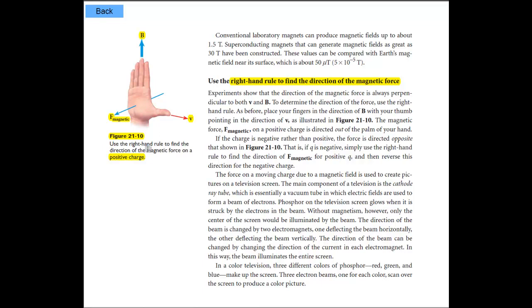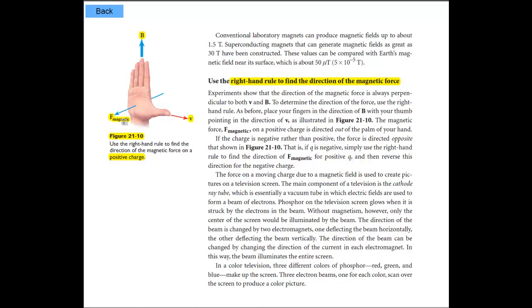So make sure when you're reading a problem, is it a positive or negative? And use your right-hand rule. If it's positive, you're done. If it's negative, you have to flip-flop your answer. Now the right-hand rule can be used to find either magnetic field direction or force direction or velocity, as long as you know the other two.